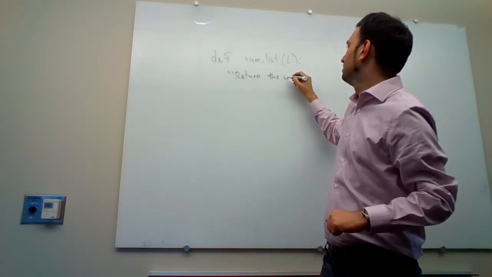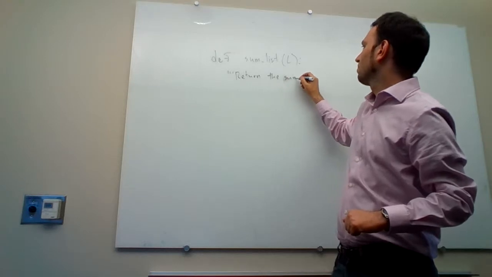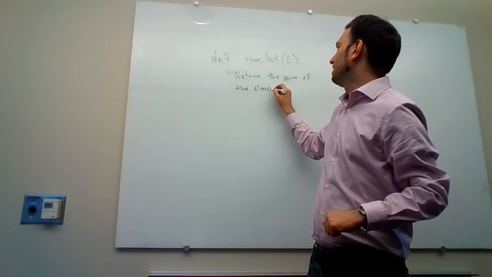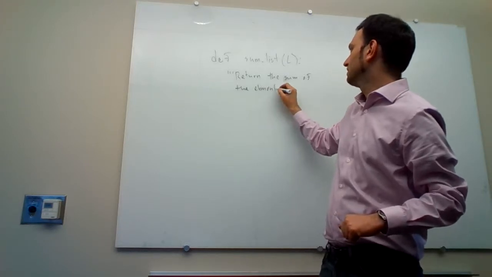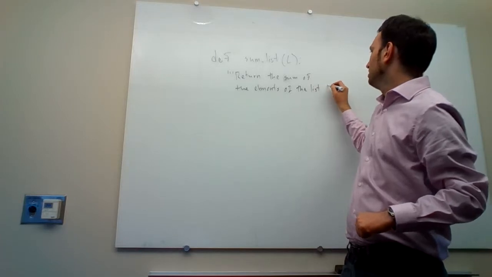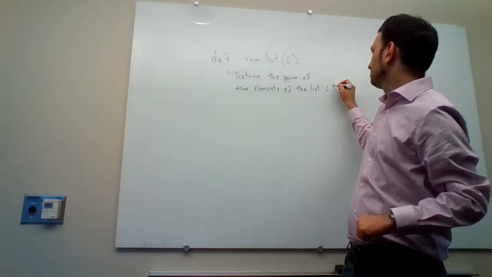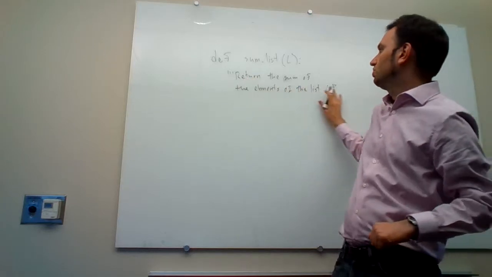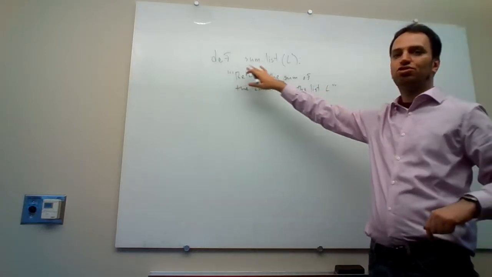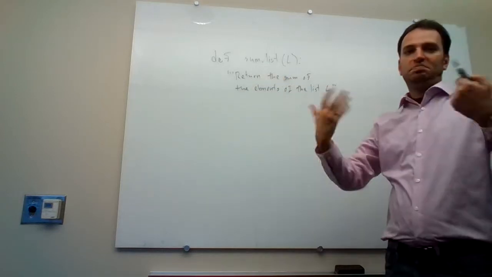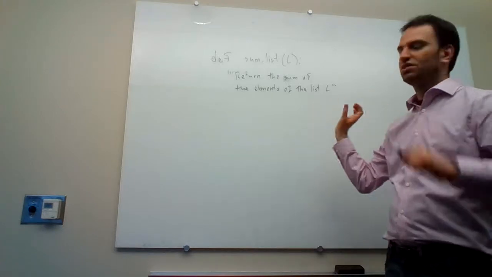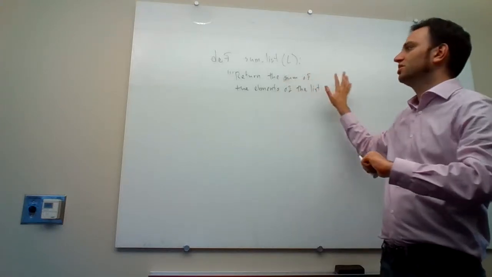the sum of the elements of the list L, like so. So this is called a docstring. So it's enclosed in triple ticks, like so. It's basically ignored by Python. I say basically because there's a subtlety there, but as far as you're concerned, it's ignored by Python.